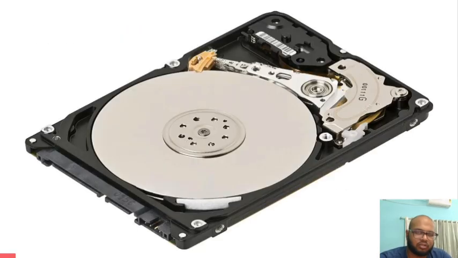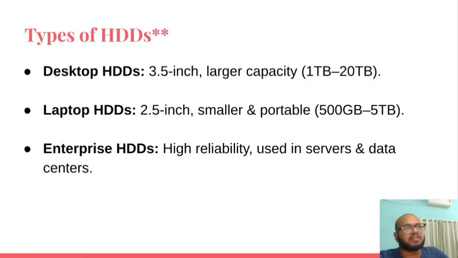So this is how a hard disk looks, and you can see it has a rotating disk on which data is stored, and it's read magnetically. Now, if we are talking about types of HDDs, we have 3 types: the desktop, the laptop, and the enterprise HDDs. I have just mentioned the sizes here.